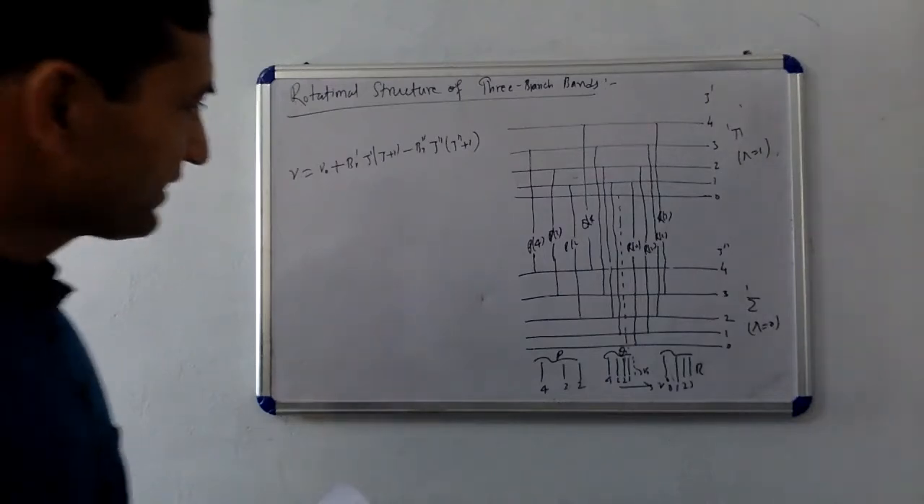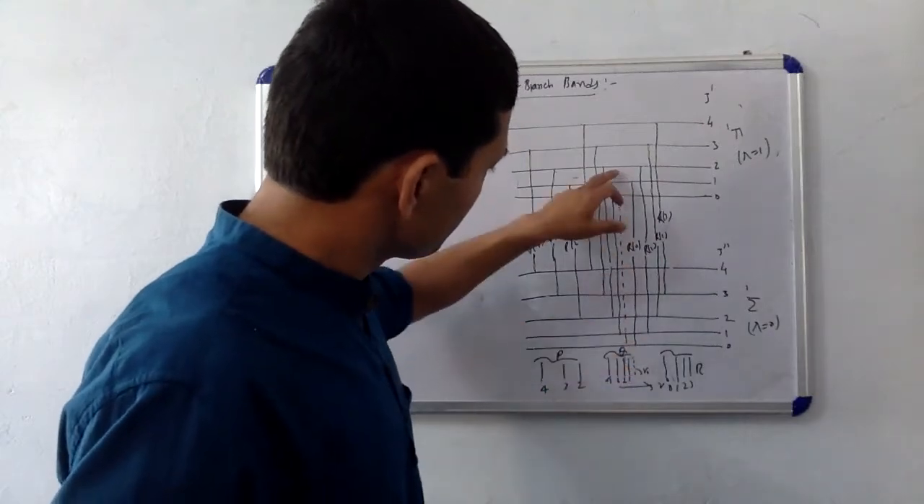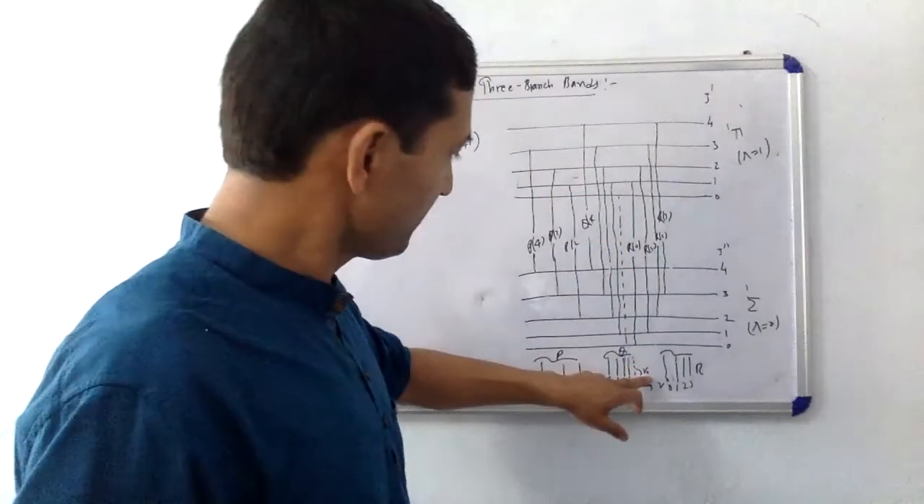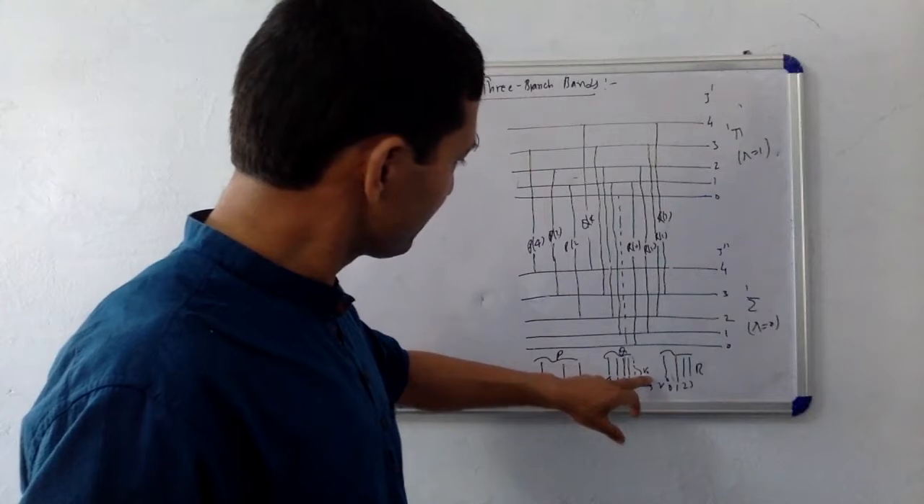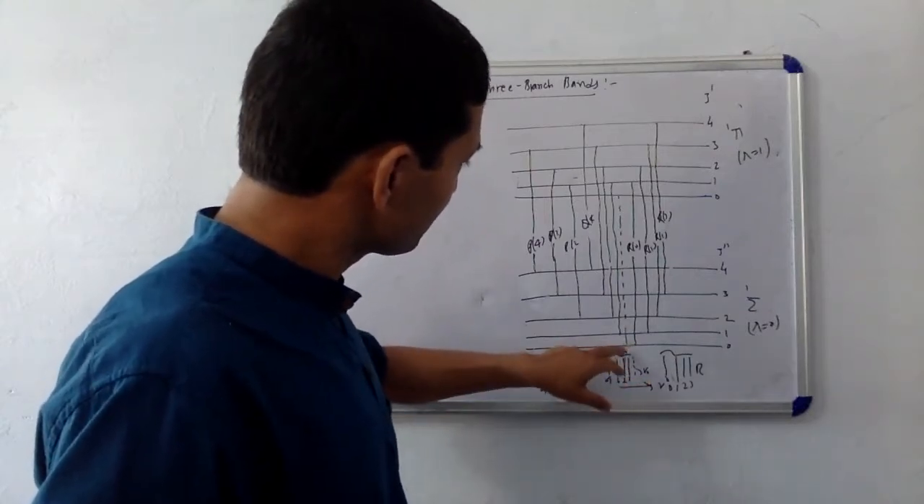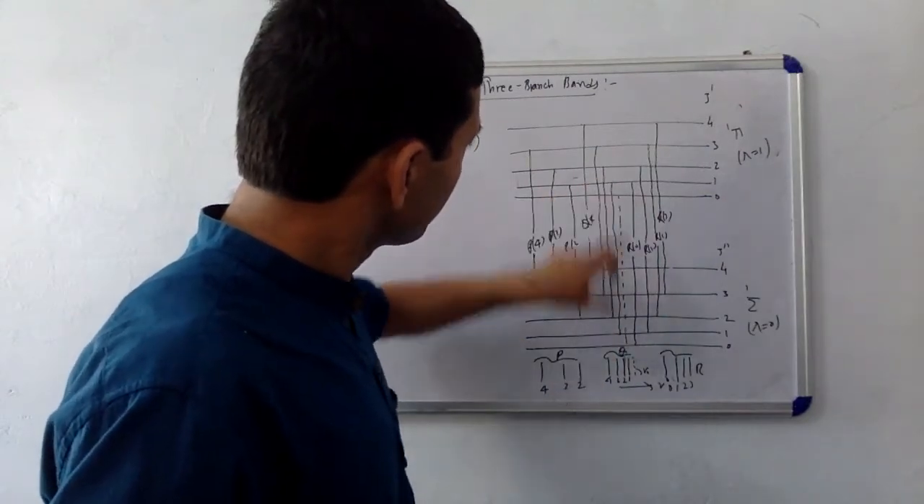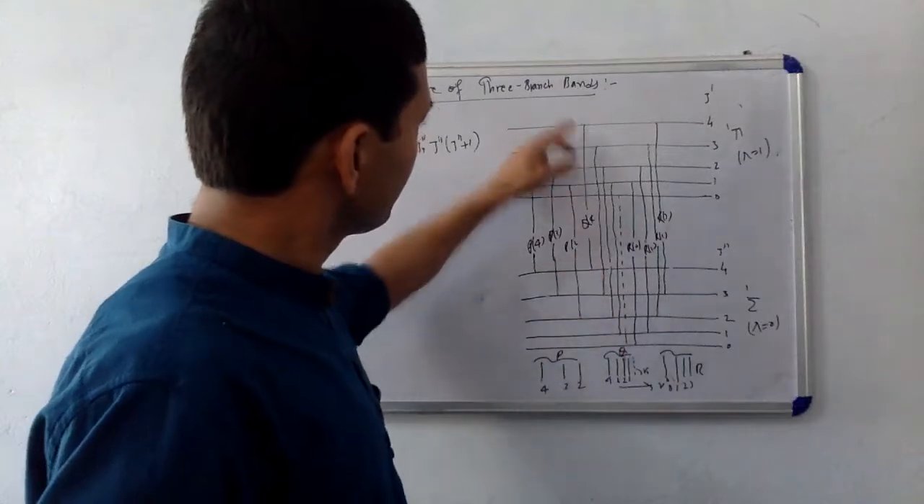So the transitions are represented in this case. Now if you look at this 0 to 0, this is just nu naught, that is the band origin. Then apart from it, you have this transition. This is a Q branch, this Q1, 2, 3 and so on. The transition, this Q1 is this one: 1 to 1, 2 to 2, 3 to 3 and 4 to 4.